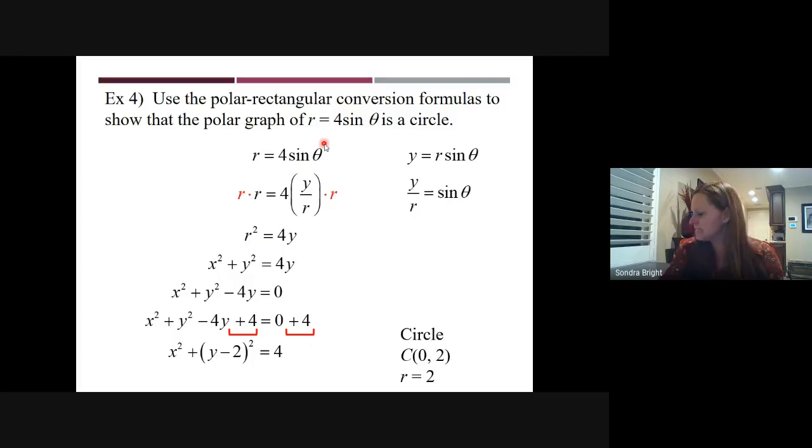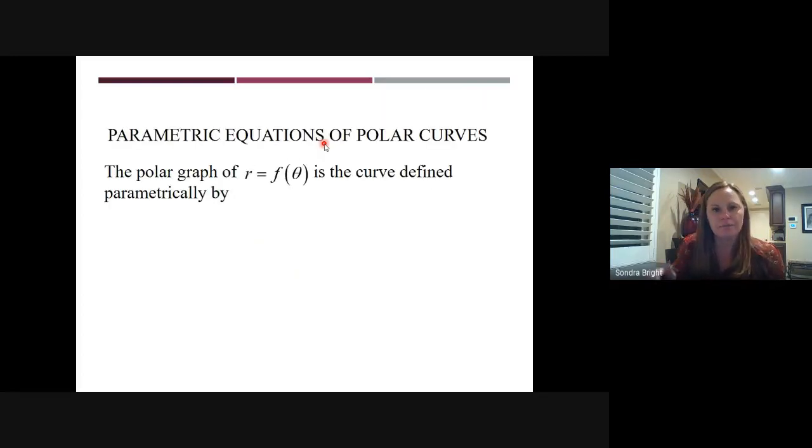Okay, one last thing. I'm going to give you some parametric equations of polar curves, and we're going to use those tomorrow. So I'm just going to give you the equations right now, and then you'll see how we use them tomorrow. All right, so parametric equations of polar curves.